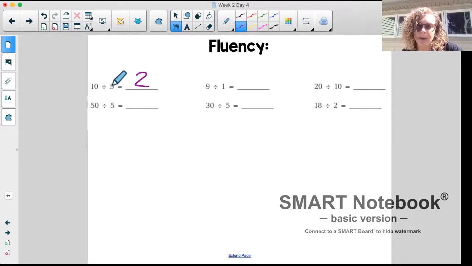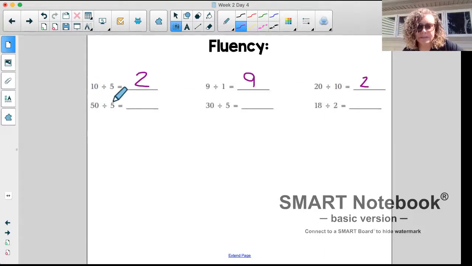You can also skip count by 5. However many times you need to skip count by 5 to land on 10, that's what number goes there. So we have 9 objects. We put 1 in each group. How many groups would we need? 9. 9 times 1 is 9. The next problem says 20 divided by 10. We have 20 of something. We have 10 groups. Each group would have 2 objects.